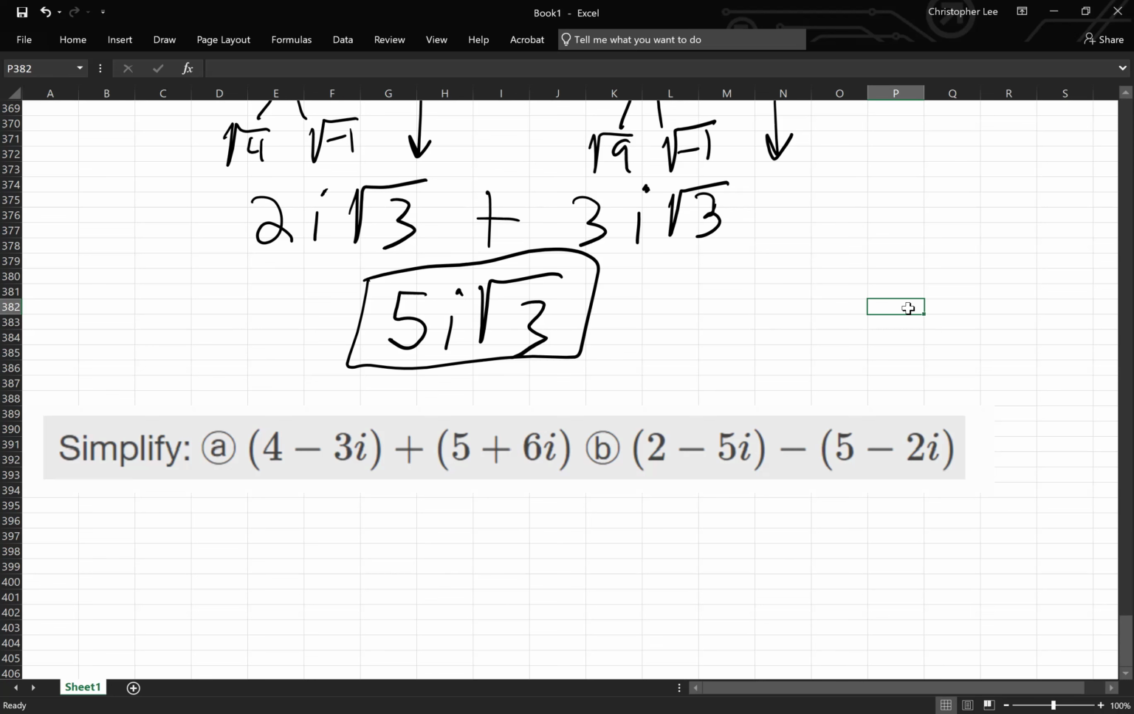So for this part right here, you're just square rooting them, which gives us a 2i, and then we bring it down. Exactly.